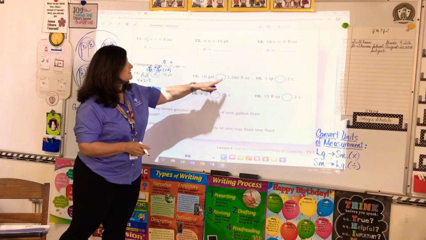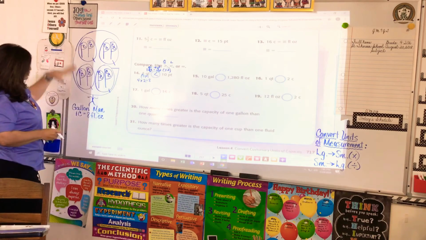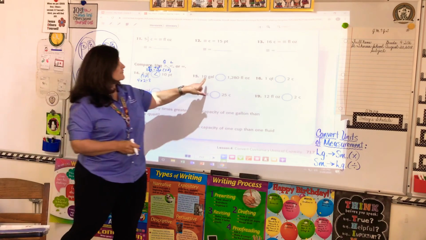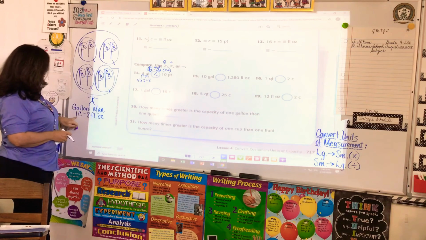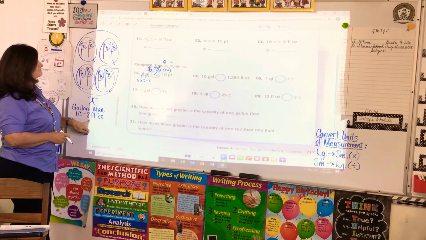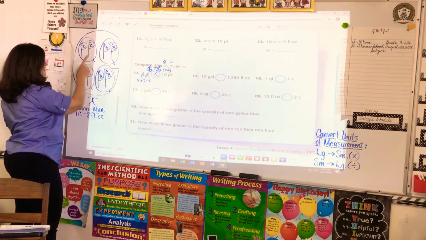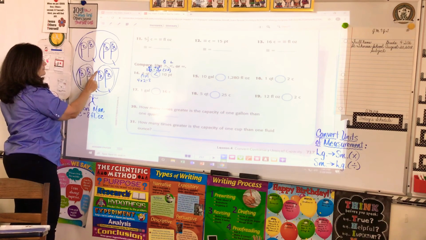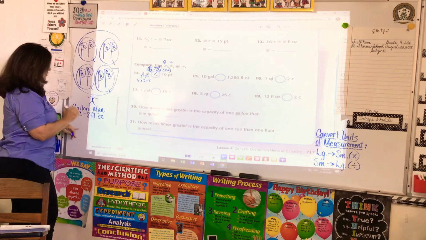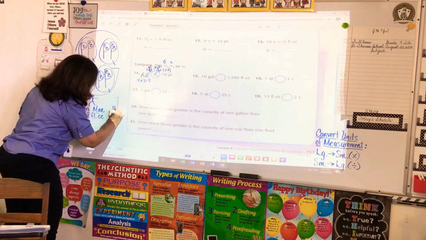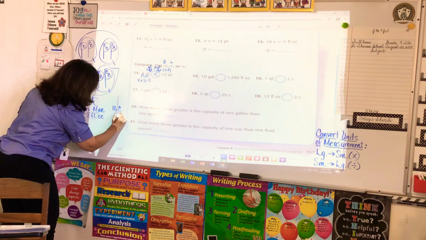Okay, so gallons to fluid ounces. Well, from our conversion chart, we don't have any direct connection between gallons and fluid ounces, so we're going to make one. We know that 1 cup is 8 fluid ounces. We know that 1, 2, 3, 4, 5, 6, 7, 8, 9, 10, 11, 12, 13, 14, 15, 16 cups makes a gallon. So if we have 16 cups, and we know that every cup is 8 ounces, we're going to multiply it by 8.